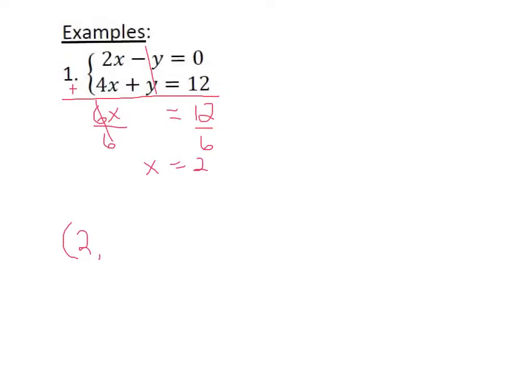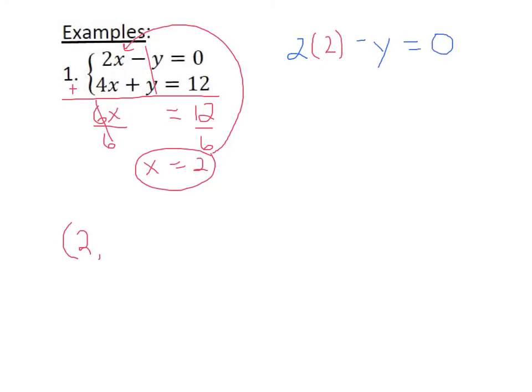Now let's find the y value. I'm going to take this and plug it in. You can plug it into either equation because this is a point that should work in both equations. But I'm going to plug it into this top one here. So I'm going to have 2 times the x value that you just found, which was 2, minus y, and I need to figure out what y value will make that equation equal to 0. So 2 times 2 is 4, minus y equals 0.